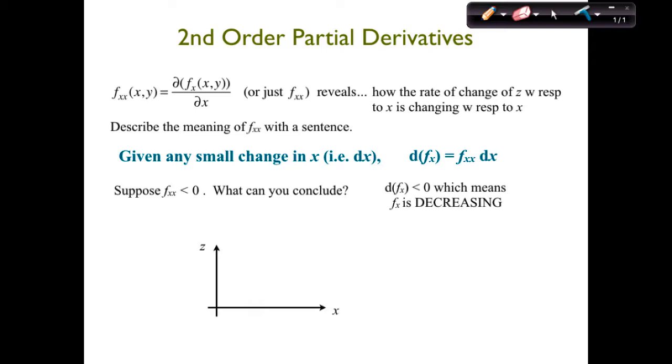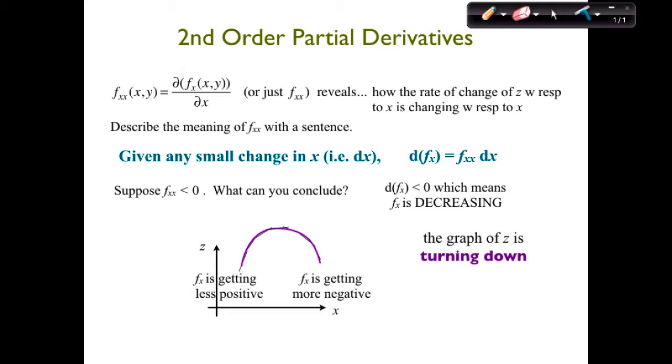So what are the two possibilities for that? fx decreasing means getting, right, so less positive is first. This is the partial derivative getting less positive, right? Or the partial derivative getting more negative. So as a result, the graph representation turns down. It's always turning down. If the rate of change is getting less positive or more negative, the graph is turning down, and that's how we get concave down.